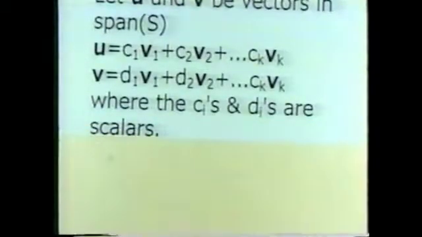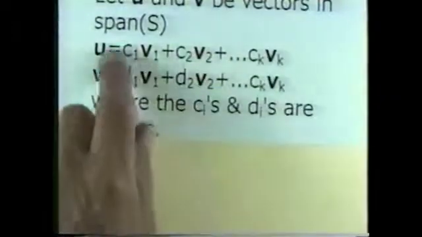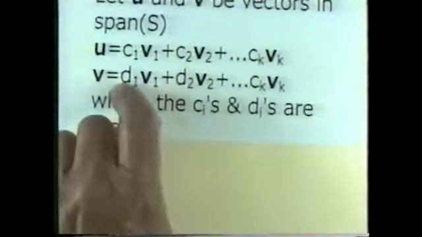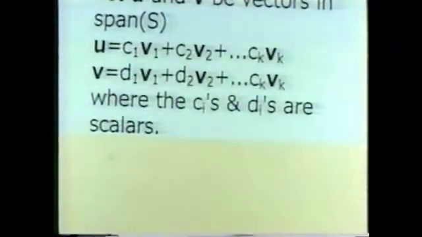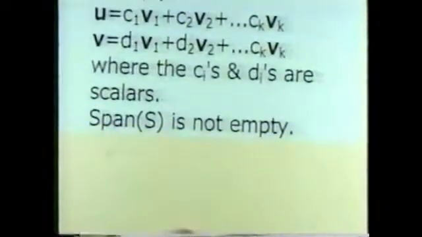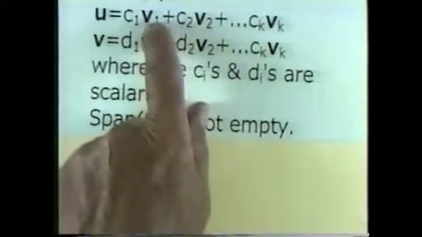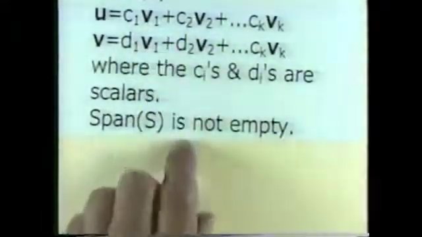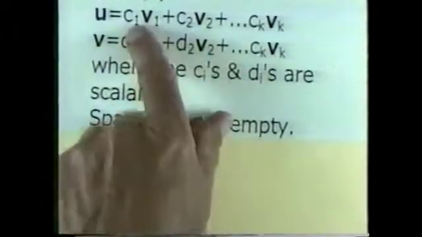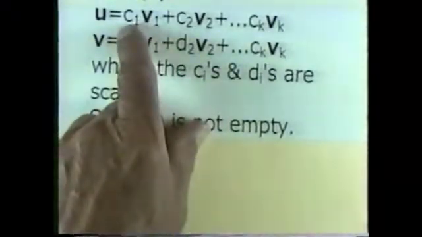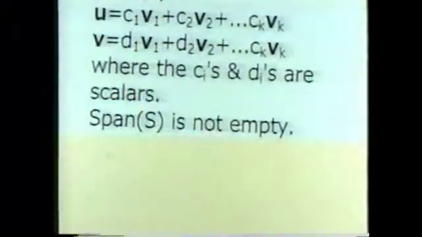And of course the C's and D's are scalars. I've been using just the C's, but in this case, since we've got U and V, I use C's for U and D's for V. They're just real numbers. Now, clearly the span of S is not empty, because if S has a vector in it, then the span of S would have all the constants times that vector. So clearly it's not empty.